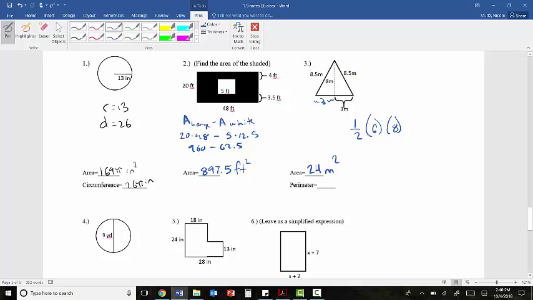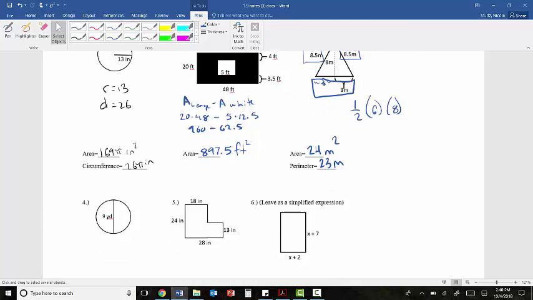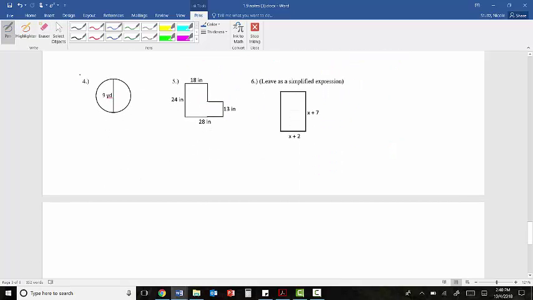For perimeter, there's no formula. You just go around, you're going to add 8.5, 8.5, and then the bottom, which is really just 6. So 6 plus 17 makes 23. We're going to cross out number 4 because we already did that on the front of this packet.